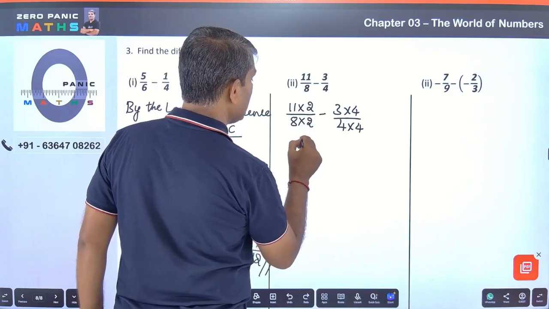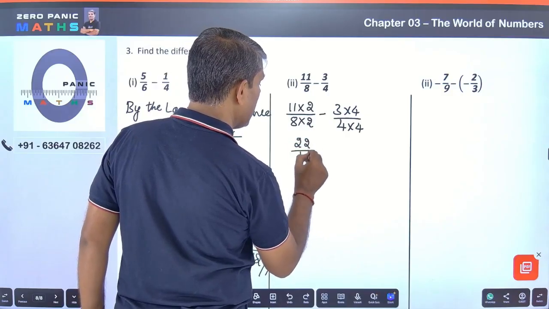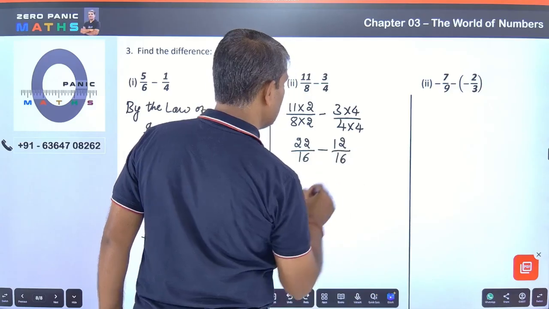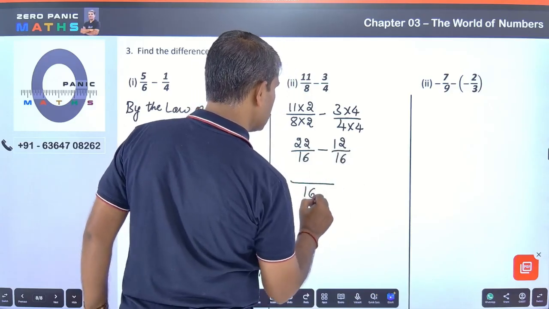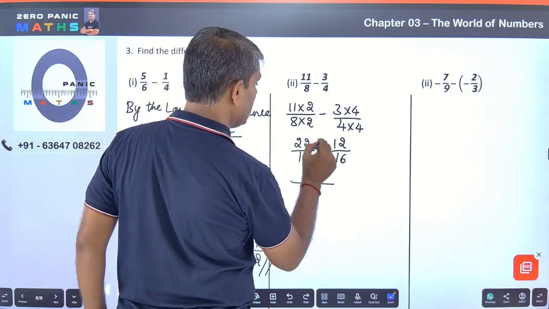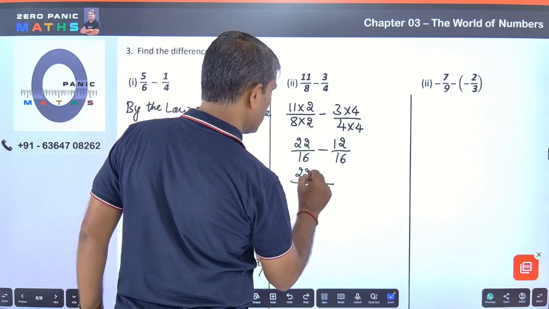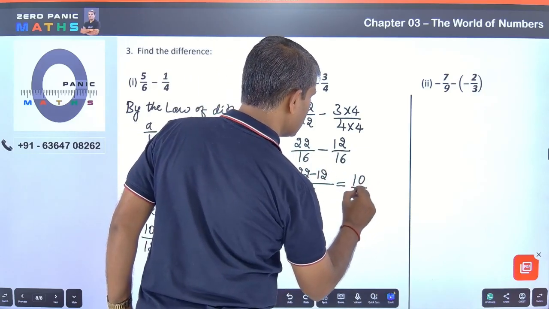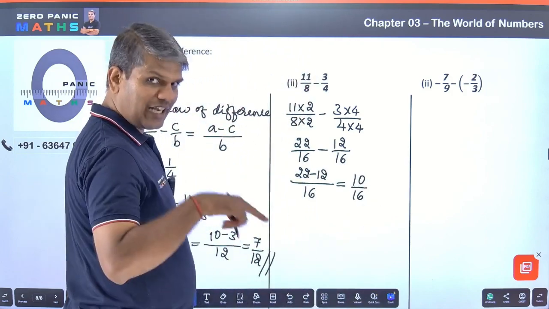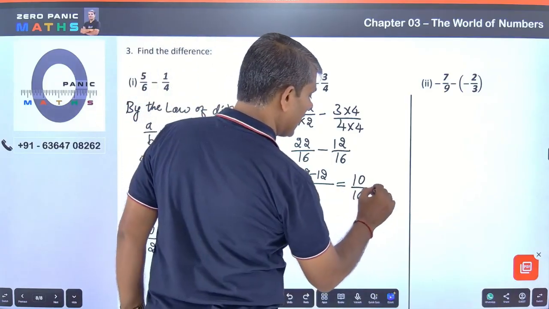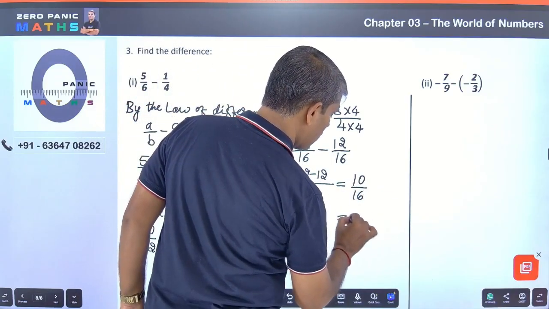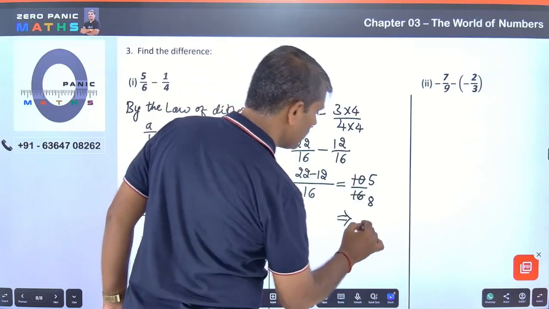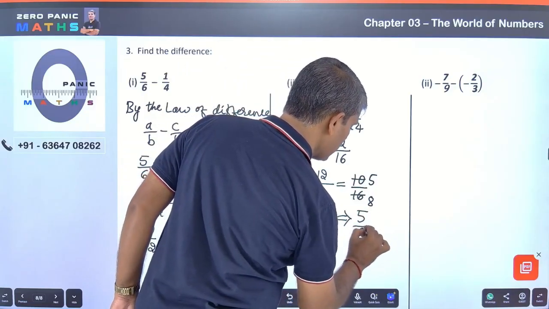11 2s are 22, divided by 16, minus 3 4s are 12, also divided by 16. We have a common denominator 16, and 22 minus 12. So what is 22 minus 12? It is 10 by 16. Can I divide it a little more so that I can reduce the fraction to a smaller fraction? 2 5s are 10 and 2 8s are 16, and that is equal to 5 by 8.